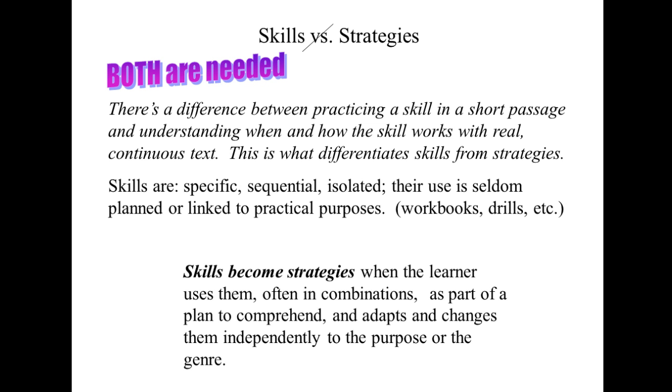Both are needed. Skills become strategies when the learner uses them, often in combinations, as part of a plan to comprehend, and adapts and changes them independently to the purposes or the genre. And if you think about cooking, for example, if you cook anything, and we're all old enough to have things that we cook pretty regularly. I, for example, make chocolate chip cookies a lot. Following the recipe to the T was a skill. I had to learn to measure and put the ingredients in correctly. As I became more and more skilled, I practiced with the recipe a little bit. I often tried things out, adapted and changed it because I was more familiar with it. And that is an example of a skill becoming almost to the point of a strategy.